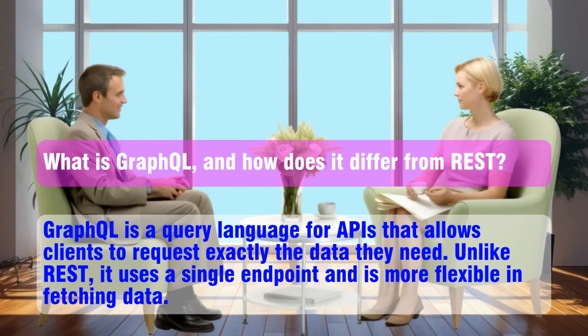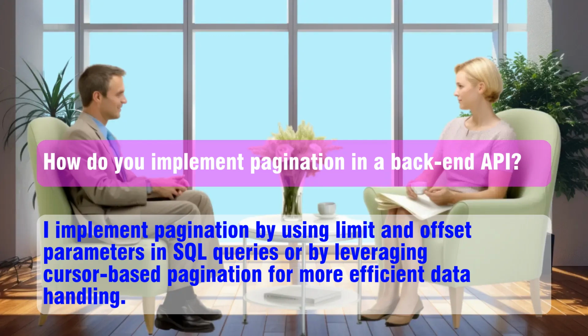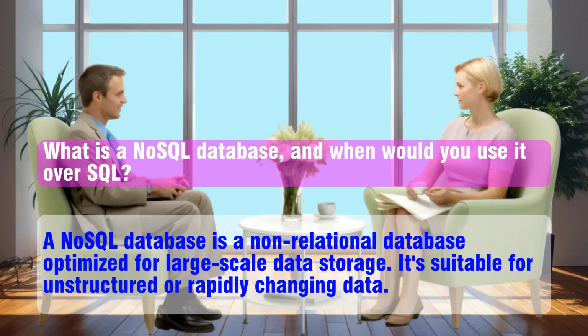What is GraphQL, and how does it differ from REST? GraphQL is a query language for APIs that allows clients to request exactly the data they need. Unlike REST, it uses a single endpoint and is more flexible in fetching data. How do you implement pagination in a backend API? I implement pagination by using limit and offset parameters in SQL queries or by leveraging cursor-based pagination for more efficient data handling. What is a NoSQL database, and when would you use it over SQL?